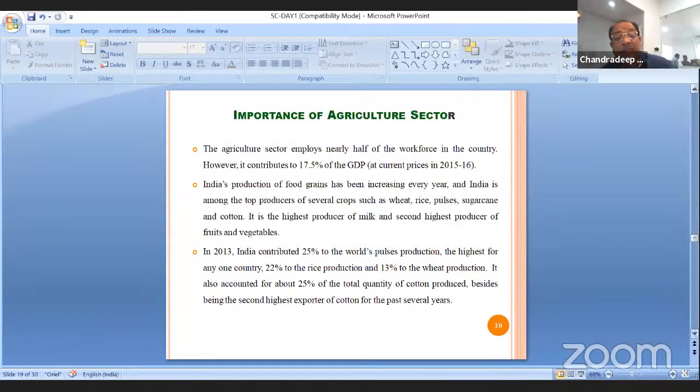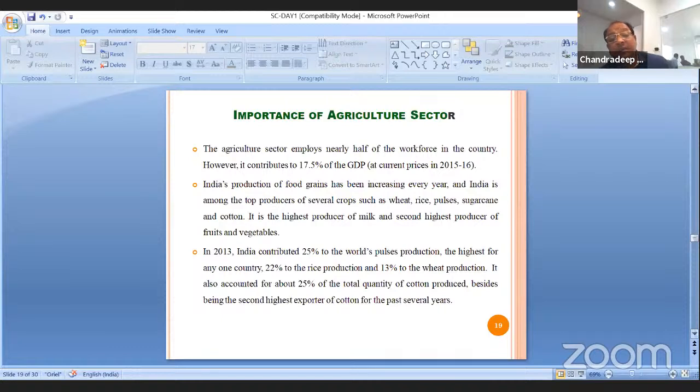Importance of the agricultural sector, we do not need to tell that, but still, for the sake of this presentation, I should say the agriculture sector employs nearly half of the workforce in the country. Some people still have the fancy that all the agricultural fields will be converted into industry. Professor M. S. Swaminathan said very nicely, you can import the gun, but not the food. Food cannot be imported for 1.3 billion people. You cannot depend on import.